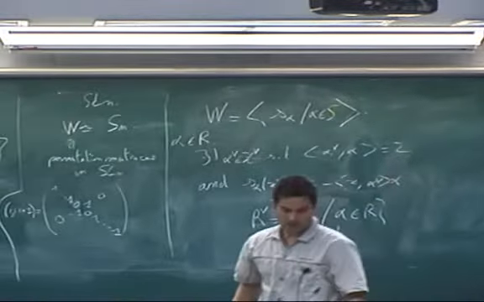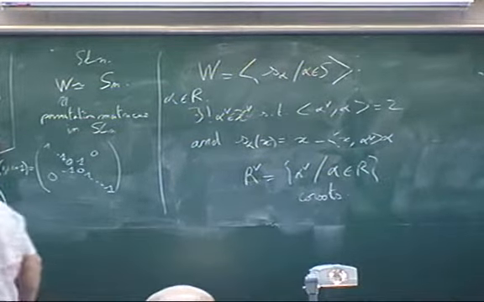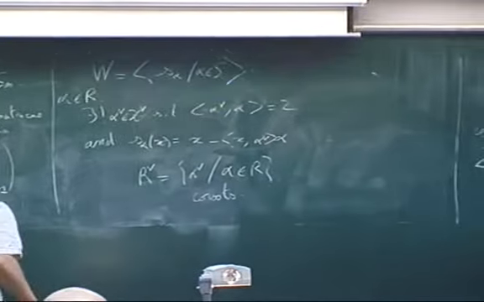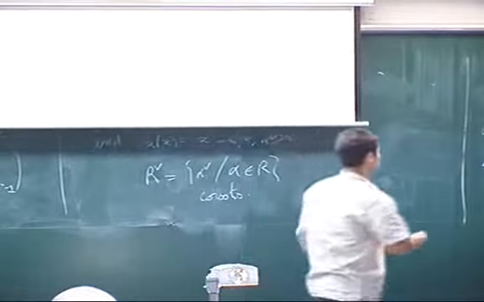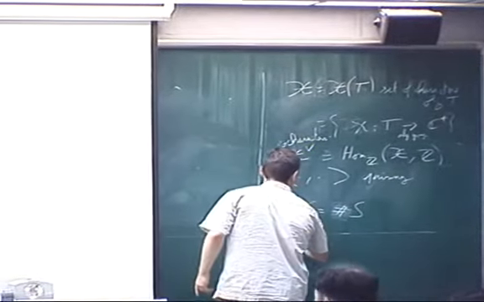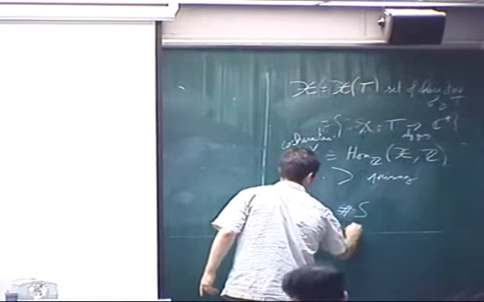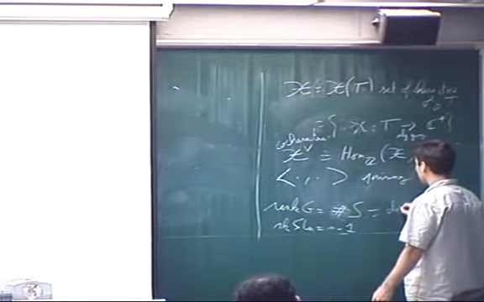So maybe I can give the example in rank 2. I didn't tell what the rank is. The rank of G is the cardinality of S, which is the number of simple roots. So for SLN, the rank of SLN is n minus 1. So it's also the dimension of the torus.